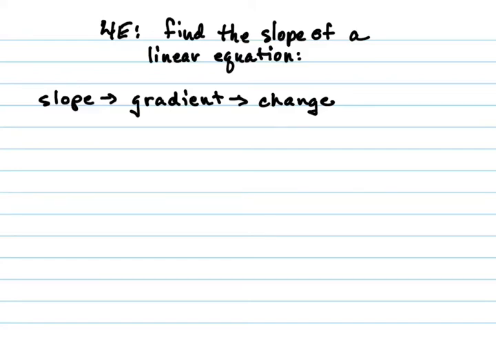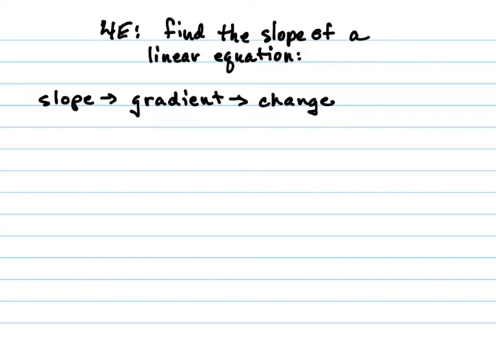Okay, so 4E, find the slope of a linear equation. And again, linear equation means they are linear because it makes a what? Straight line, a straight line. Good. So we can find what's called the slope, also known as the gradient, and also known as the change.